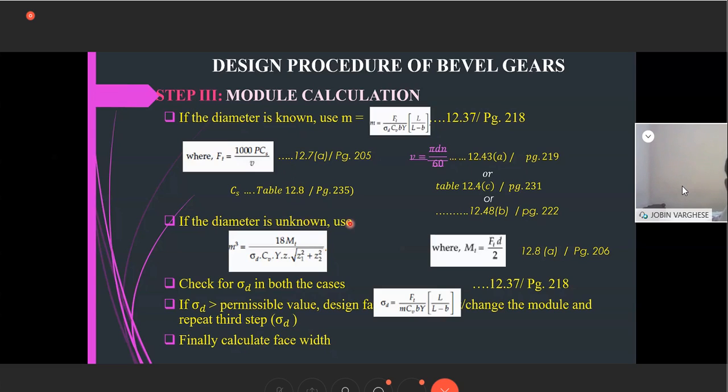So diameter is unknown. In the diameter unknown case, the problem we have to do is we have to take the module equation, this one. So we come to this one.